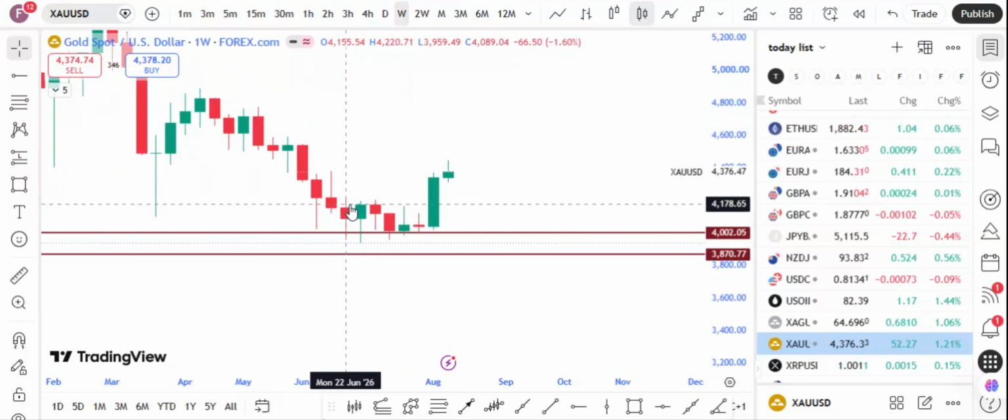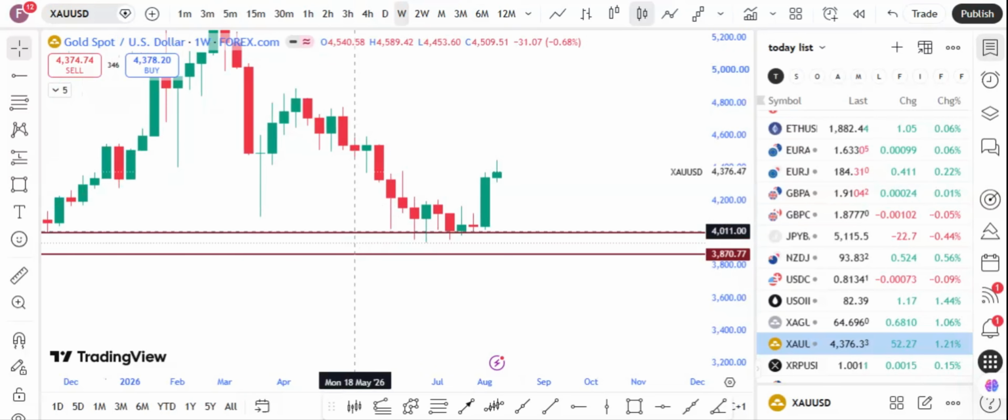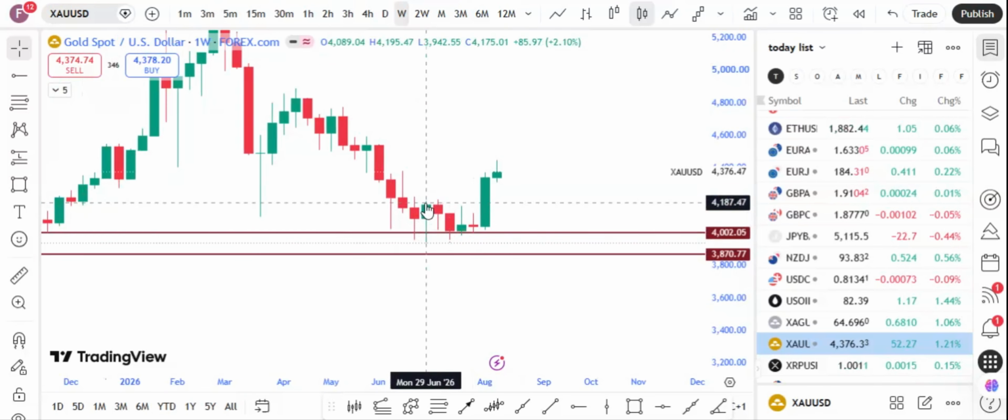This is where I begin to develop my directional bias. It doesn't mean I'm going to buy immediately. But what I'll start doing is, once I start seeing the rejection happening around here on the monthly, I come to weekly and start waiting for a bullish engulfing candle.